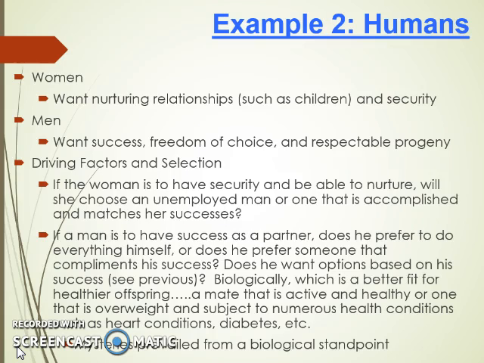I'm going to talk about humans a little bit. Human nature is very hard to understand, but we're going to look at some of those driving factors in selection and in natural selection.